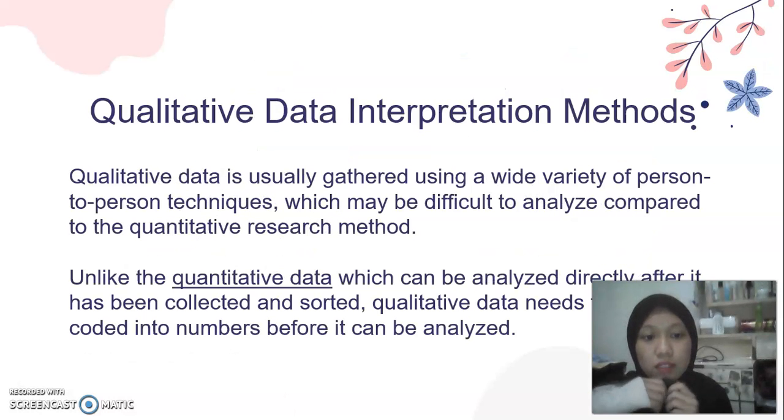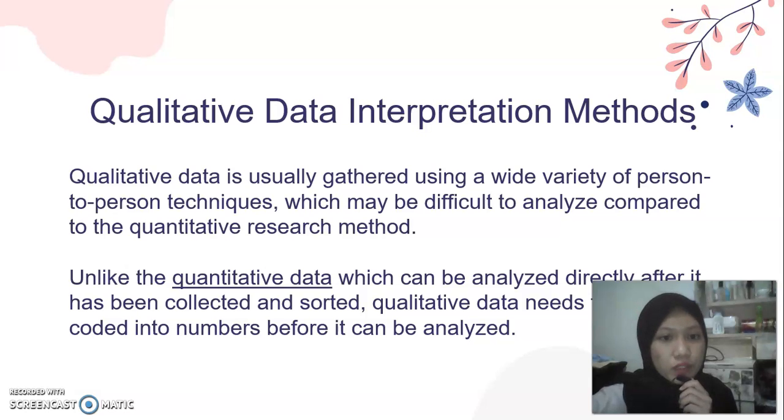And this is the description of qualitative data interpretation methods. Qualitative data is usually gathered using a wide variety of person-to-person techniques, which may be difficult to analyze compared to the quantitative research method. Unlike quantitative data, which can be analyzed directly after it has been collected and sorted, qualitative data needs to first be coded into numbers before it can be analyzed.